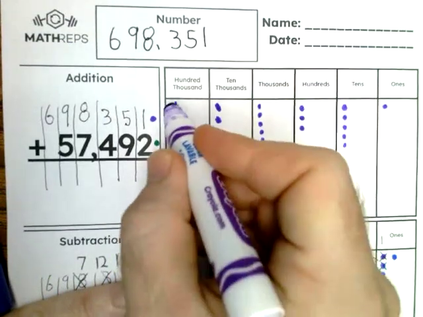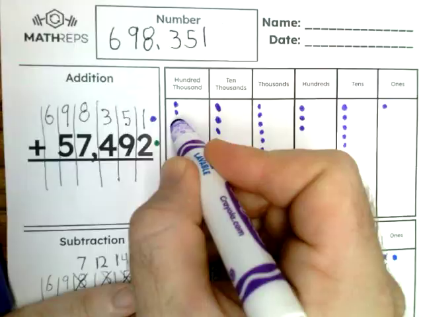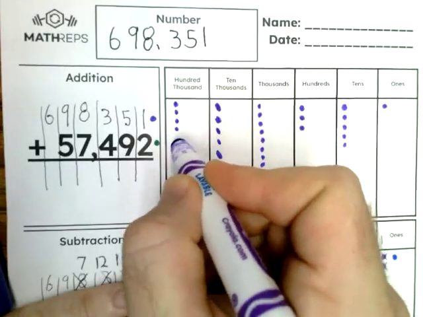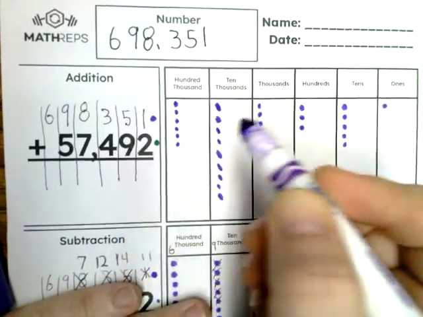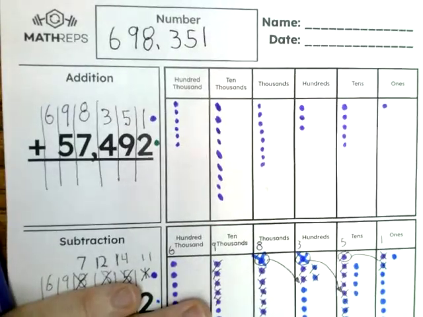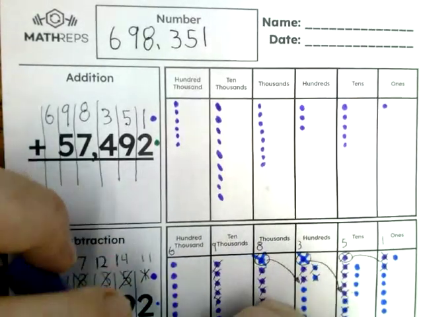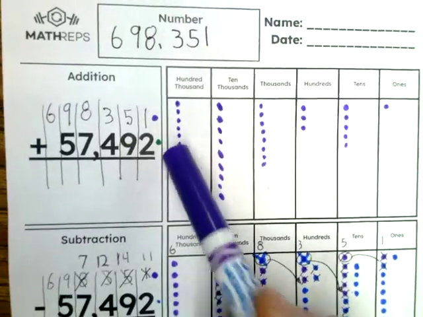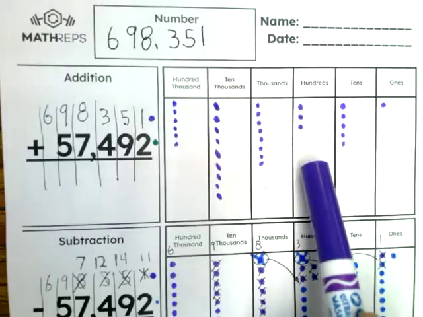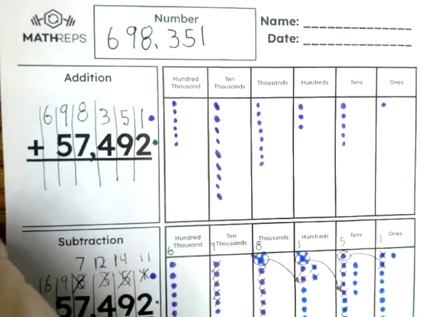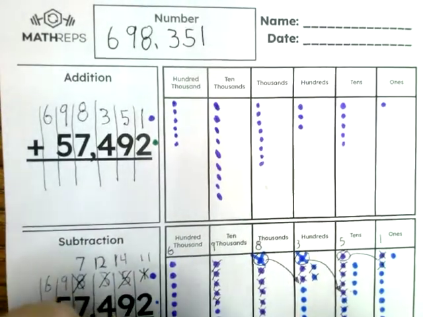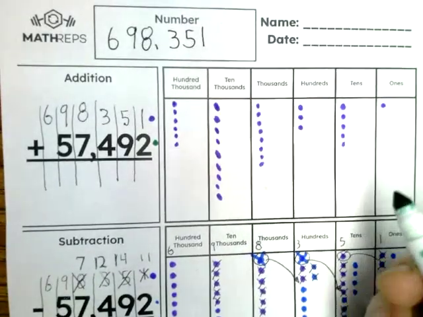1, 2, 3, 4, 5, 6. So 600,000s. And I'm doing it nice and neat and organized. So I've represented my first number there, all right, which is again 698,351. Now I'm going to use my other number, and I'm going to represent this with green.